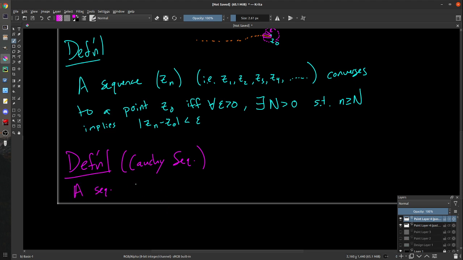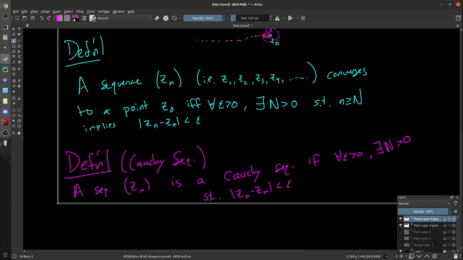So a sequence, we'll call this Z sub n, is a Cauchy sequence if for all epsilon greater than 0, there exists an integer N, I'll even say greater than 0, such that |Z_n minus Z_m| is less than epsilon whenever both little n and m are greater than or equal to big N.